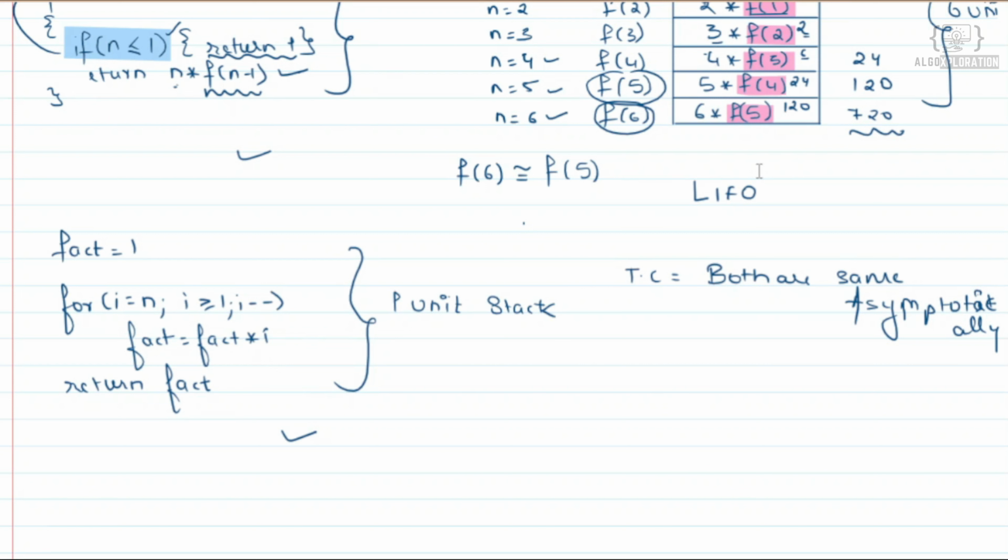So in the next lecture we are going to learn how to find the recurrence relation from the recursive code.